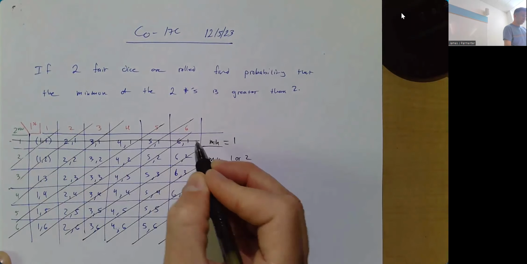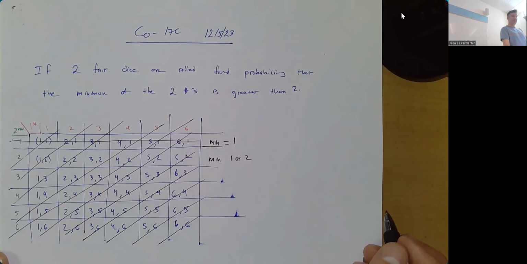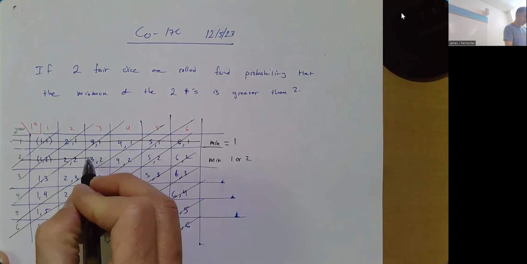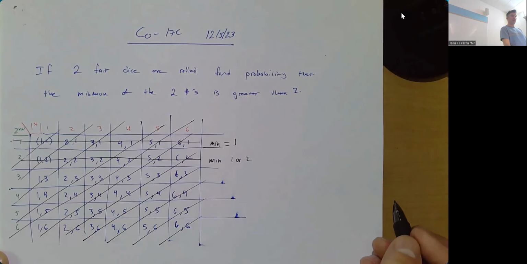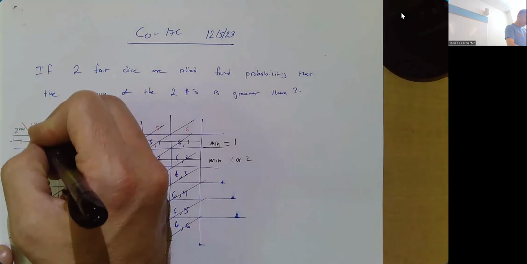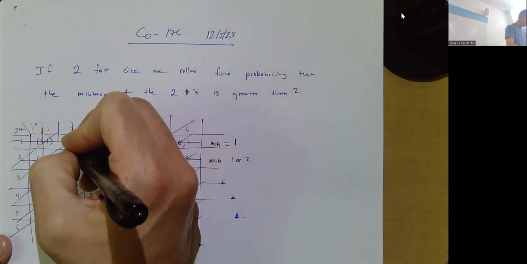So far we can eliminate all of this row, because none of those have a minimum that's greater than 2. We can eliminate all of this row, because none of those have a minimum that's greater than 2. We can't eliminate all of this row, but we can eliminate all of this column and all of this column for the same reason. The minimum here is 1. The minimum here is 1 or 2.